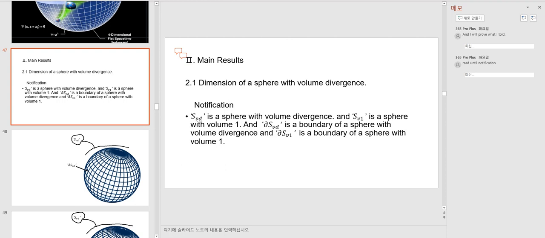This is black hole mathematics. I will prove what I have told. First, the main result: the dimension of a sphere with volume divergence.